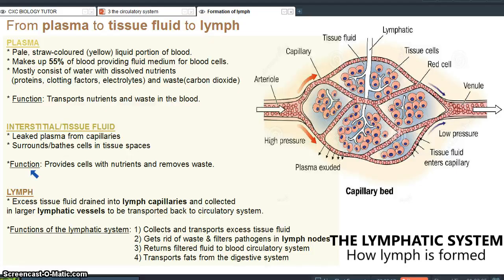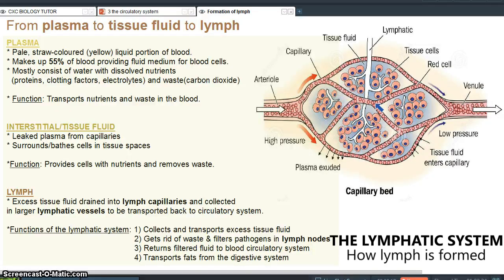From the tissue fluid now, once that tissue fluid is drained into lymph capillaries, it is then known as lymph. So lymph is pretty much drained tissue fluid, excess tissue fluid. When we have the drainage of the tissue fluid into the lymph capillaries and it is collected in the larger lymphatic vessels, it can then be transported back to the circulatory system. So let's look at this diagram here. We're looking at the capillary bed.